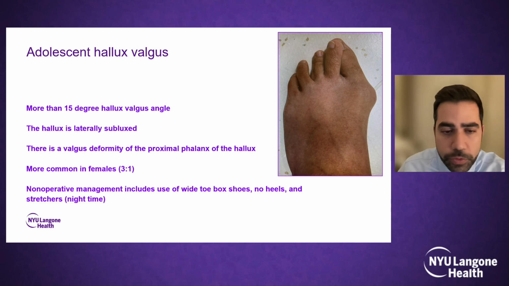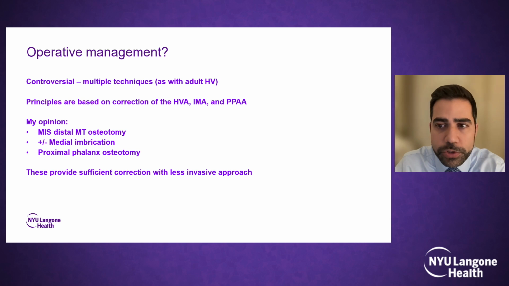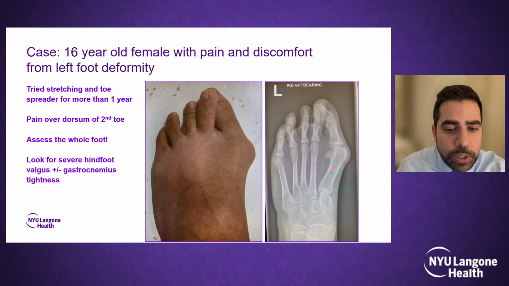Non-operative management is usually the mainstay initially, with wide toe box shoes, no heels, and nighttime stretching devices that are available over the counter. However, operative management, just as with adults, can be controversial. There are all sorts of techniques: scarf osteotomy, distal and proximal osteotomies, and imbrication of the first MTP joint capsule. In my opinion, a minimally invasive distal osteotomy with imbrication and proximal phalanx osteotomy usually gets the job done with a less invasive approach.